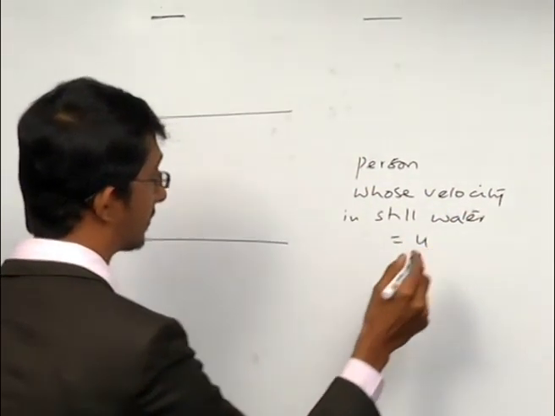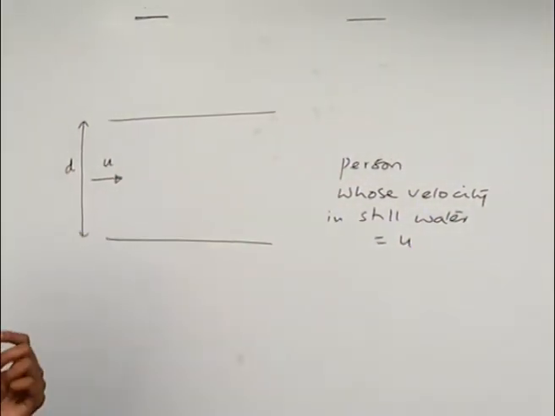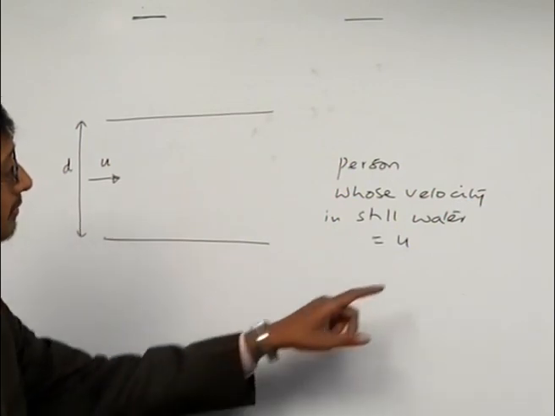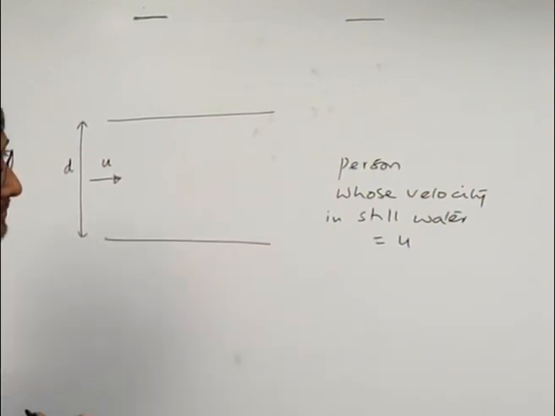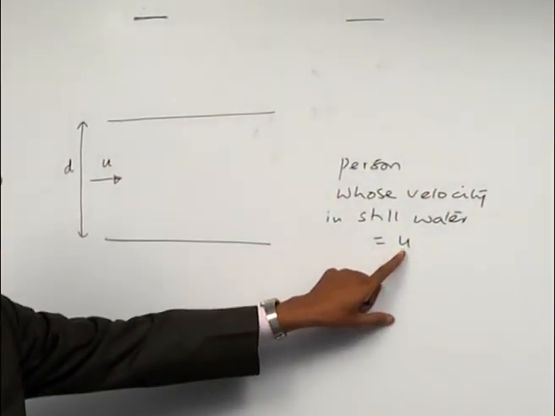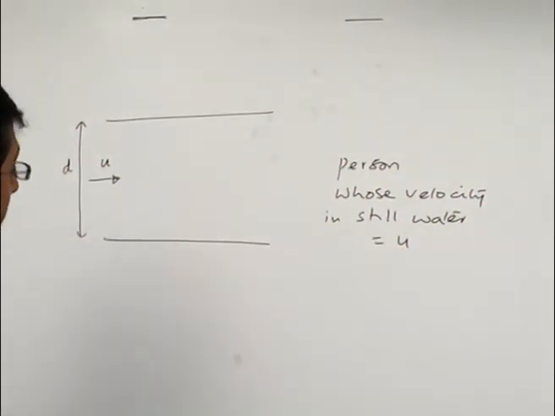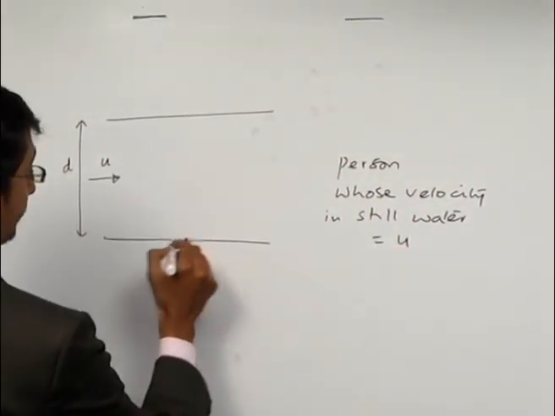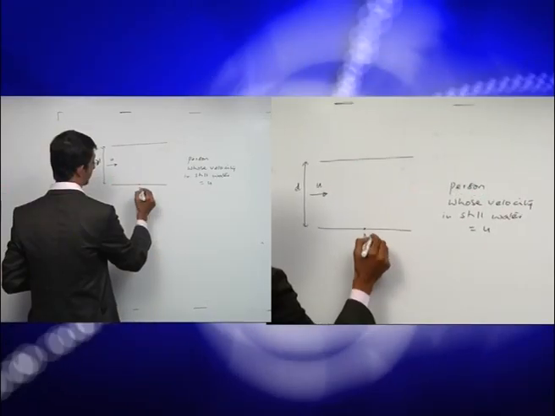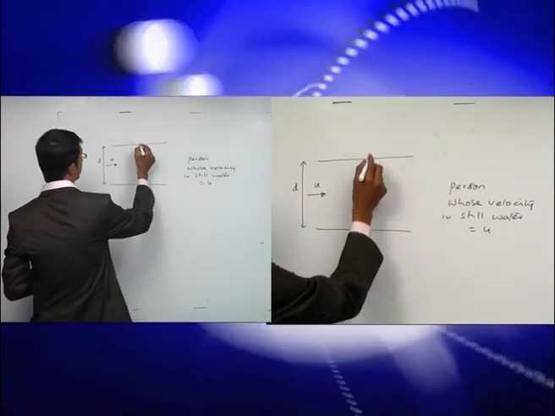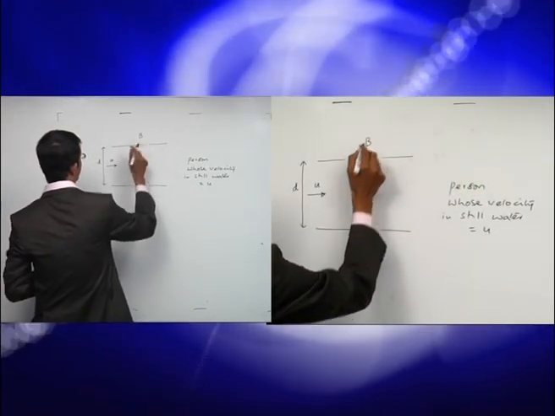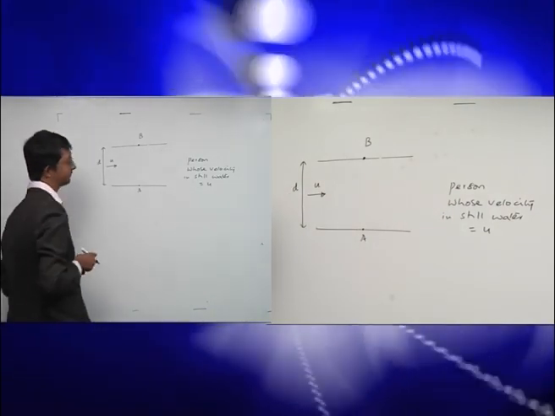is also u. Yesterday we saw that this is nothing but velocity with respect to river. So the person's velocity is also u. Now there is a point A here on this side of the bank. There is a point B on the opposite side, and it's a river which is flowing with u.